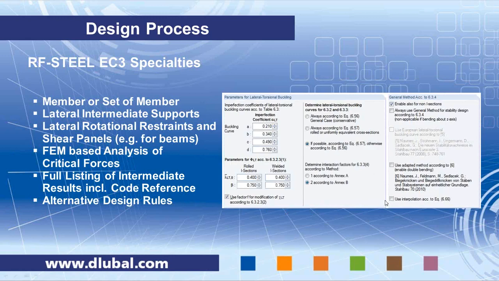Inside RF Steel EC3, we already have built in some newer research results that may be used in the next edition of the Eurocode. There are some limitations in the general method of EC3, and for example, you cannot use this general method for double bending, which is quite often needed during the design process. And we have already included those provisions that are published in recognized magazines in RF Steel EC3, so you can already now use what may be the future code solution.